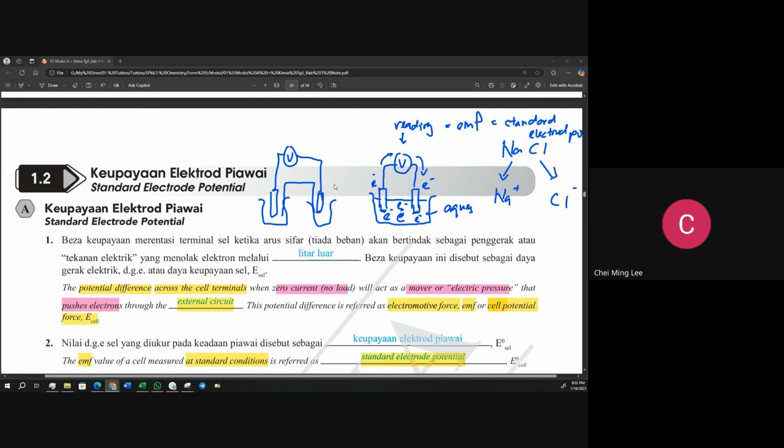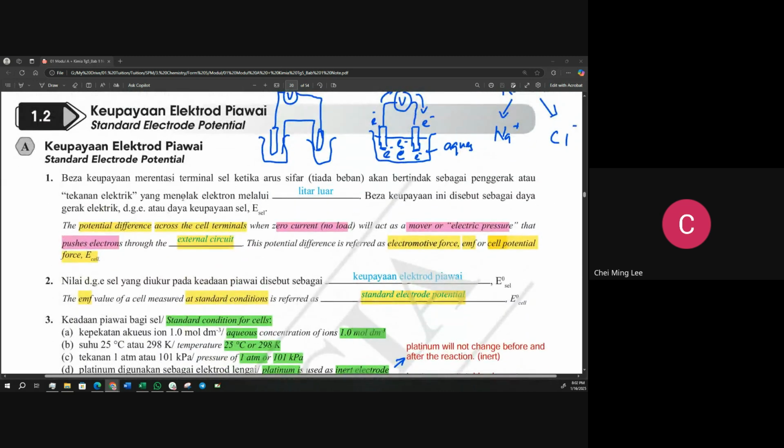All right, so 我们继续啊, let's continue. Okay, so now for 1.2, we're going to talk about standard electrode potential. So what is called standard electrode potential? It's the situation where the potential difference across the cell terminal, when zero current, acts as a mover or electric pressure that pushes the electron through the external circuit. And this potential difference is referred to as electromotive force, EMF, or the cell potential, E cell.